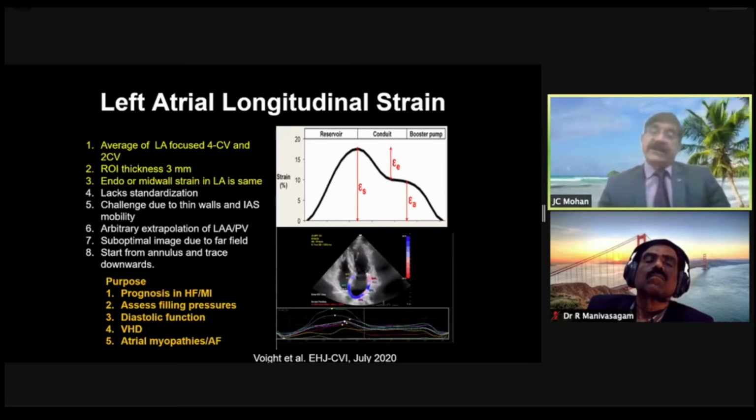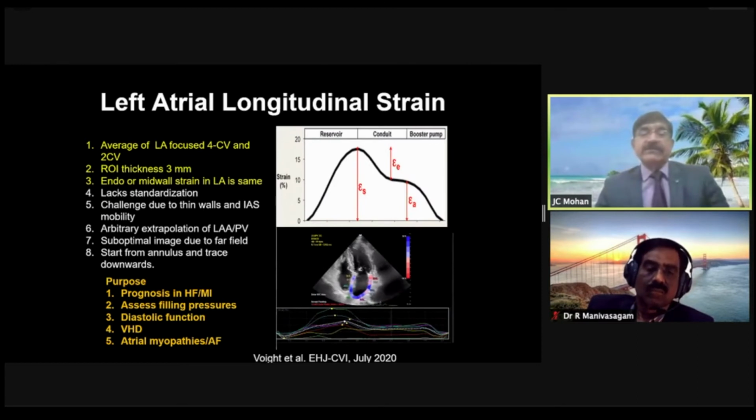Endo or mid-wall strain in LA is the same. It lacks standardization. We have to keep in mind this thing. We still don't have standardization. The challenge is because of thin walls and intra-atrial septum mobility, arbitrary extrapolation of left atrial appendage and pulmonary veins, and suboptimal image quality because the images are in far field.